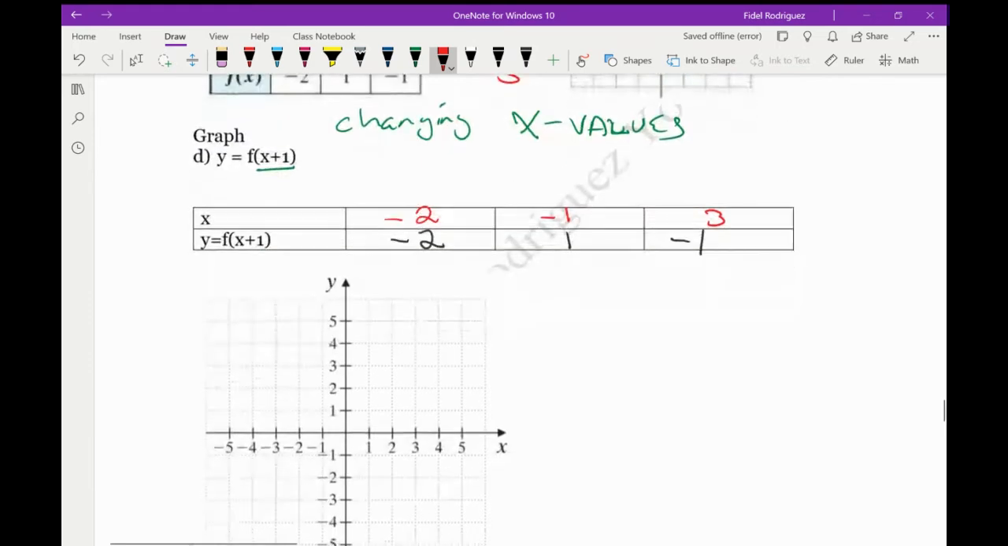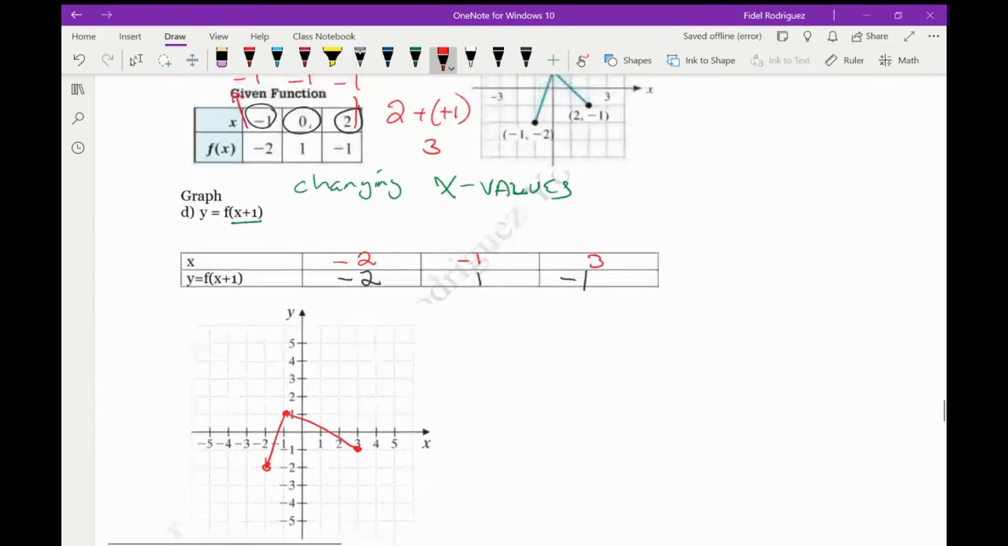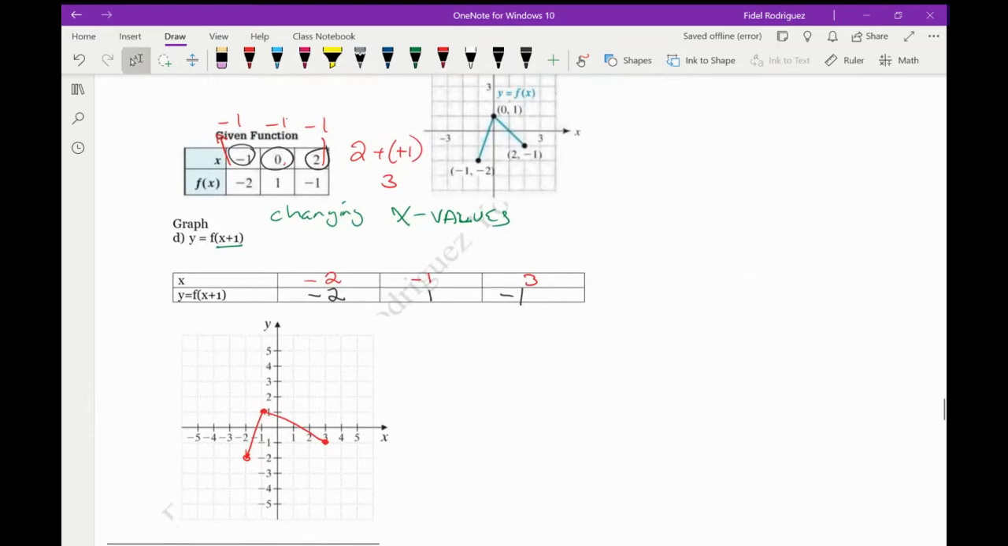Okay. And now again, I'm just going to do the same thing. So negative 2 and negative 2 is down over there. Negative 1 and positive 1 is right there. And 3 and negative 1 is right here. Here's my graph. Again, if you notice, all we did is we took this graph and we moved it to the left 1 spot, right?